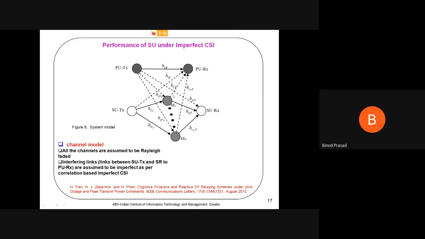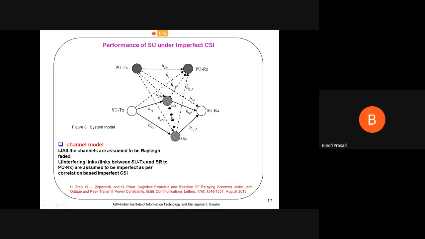What we said earlier, that if you choose one relay, obviously that is a single link, and the chances of getting faded are much more. If we have more number of relays, that means more links from the SU transmitter to the SU relay, obviously we can provide some kind of diversity. So that's why we have taken more number of relays.